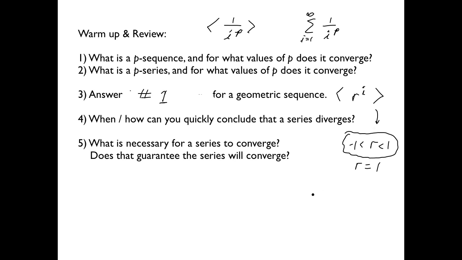Okay? How can you quickly conclude that a series diverges? What's that? Limit of what? Of the sequence, right? So if you look at the sequence and that limit doesn't go to 0, the limit is not 0 of that sequence, it doesn't go to 0, boom, series diverges, right?